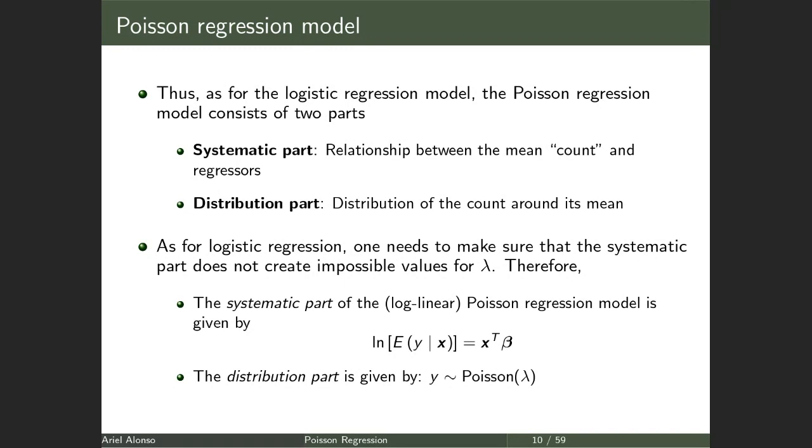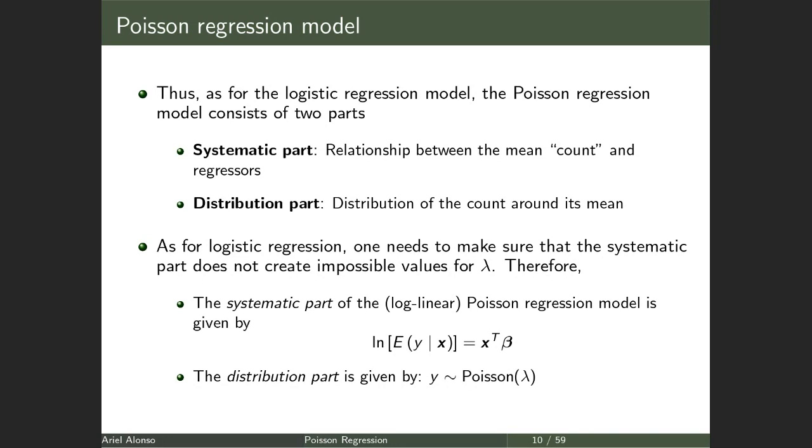And then, of course, the observations are not all equal to the mean, so you also need a distribution part. This distribution essentially tells you how these counts are going to move around the mean you specify in the first step. Now, like I said, like for logistic regression, you need to make sure that the systematic part does not create impossible values for lambda. Lambda is the mean count, the average of the counts, so it has to be positive. And that means that you need to use some kind of link function that allows you to keep this average count in an appropriate range.